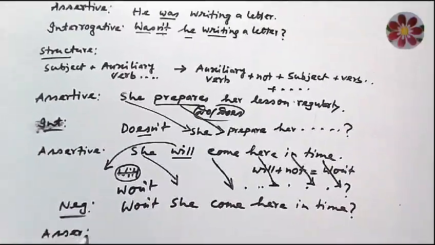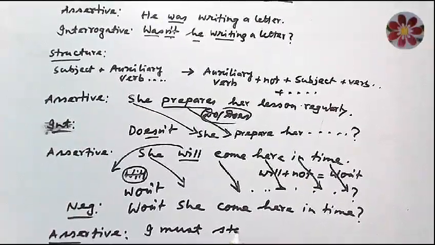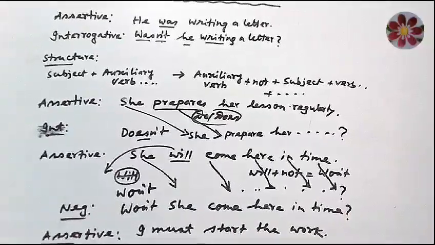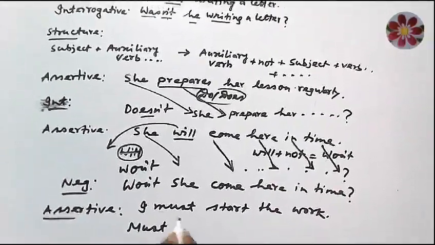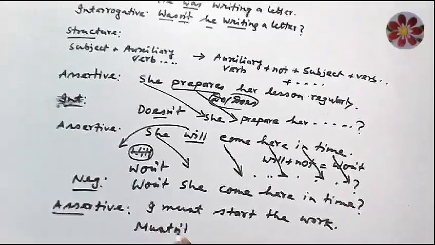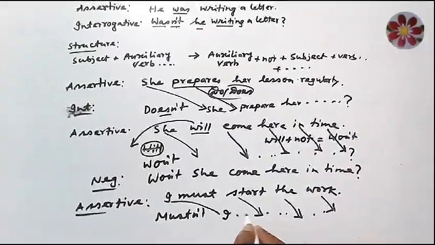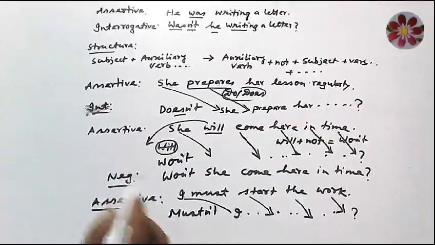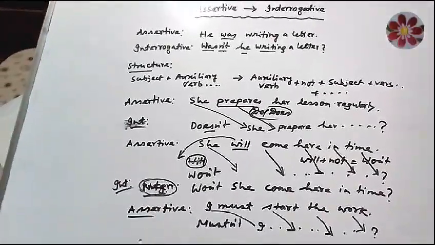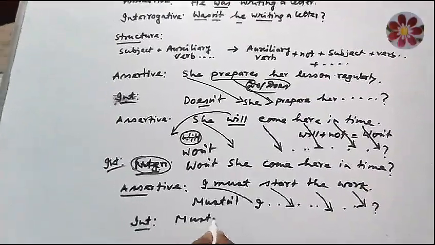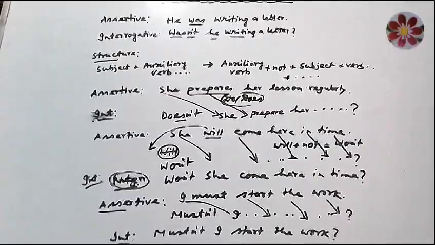Another assertive sentence: I must start the work. If we change this statement into interrogative, must will be used at the beginning of the sentence, and as not is not used in that sentence, so must plus not, and here the subject I, then start the work, and after completing those words we have to use a note of interrogation. So, it is interrogative, not negative, and I have written a mistake here. If we change the statement into interrogative, we have to write: Mustn't I start the work? After completing the sentence we have to use a note of interrogation.